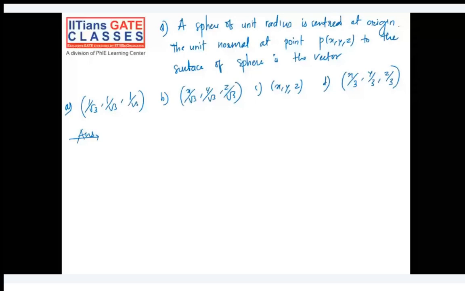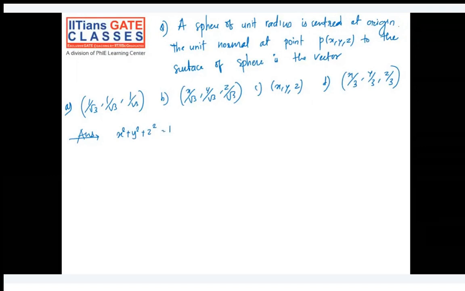Option C, sir. Yes, option C is correct. Let me help you with this. X square plus y square plus z square equal to 1 is the equation of the sphere with a unit radius and centered at origin. So phi is your scalar function, which is written as x square plus y square plus z square minus 1.